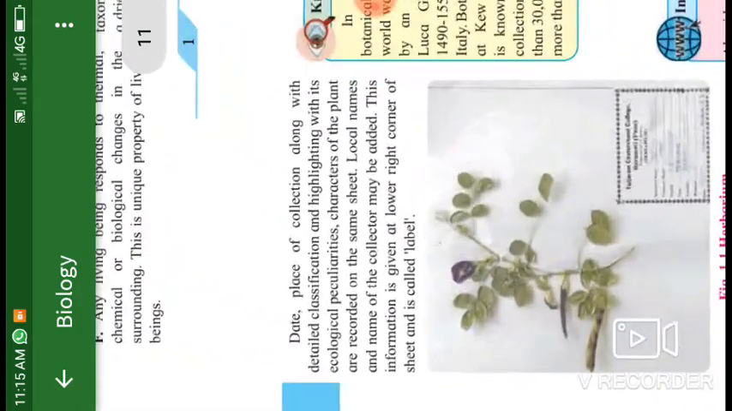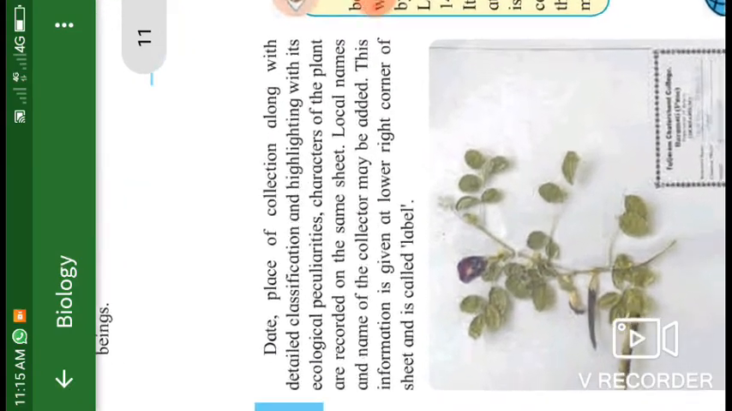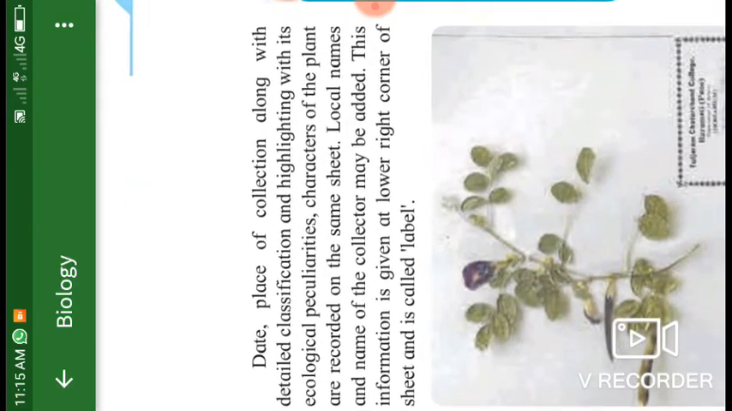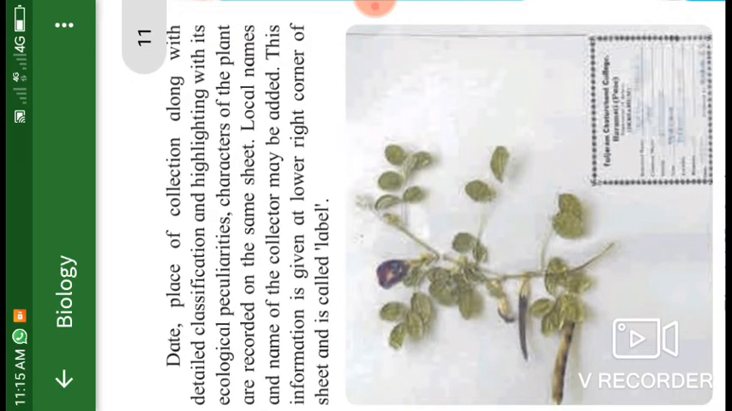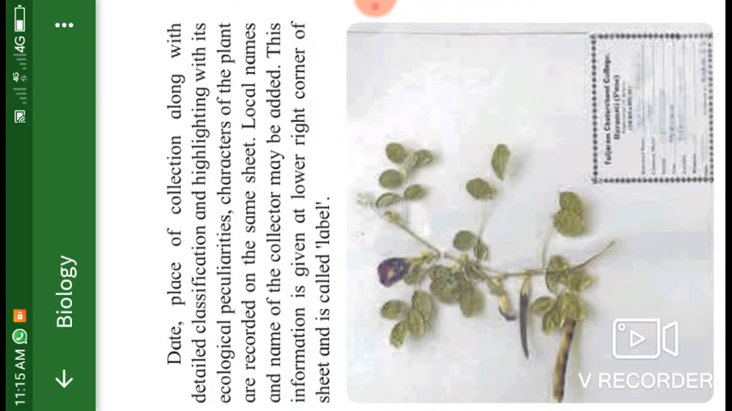Date and place of collection, along with the detailed classification and highlighting of its ecological peculiarities, and characters of the plants are recorded on the same sheet. Local names and the name of the collector may be added. This information is given at the lower right corner of the sheet and is called the label.